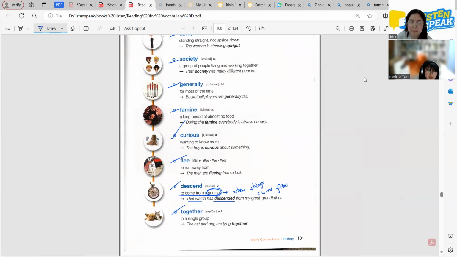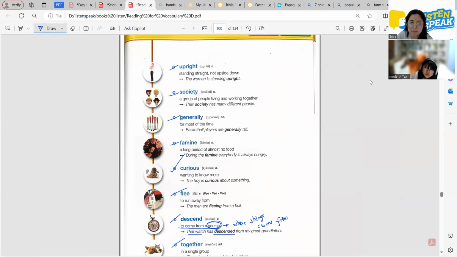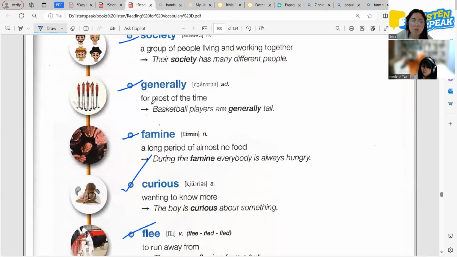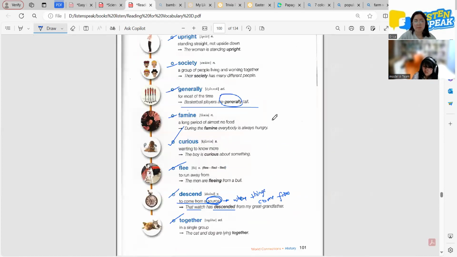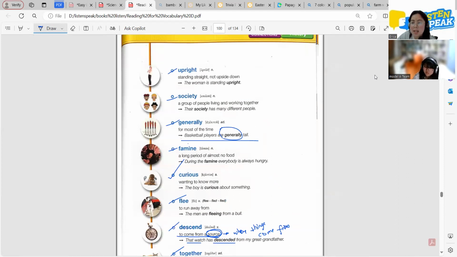Generally. So this one is just easy. It's most of the time. Read the example, Ellie. Basketball players are generally tall. It means most of the time, right? Basketball players are all tall. Okay, what else?